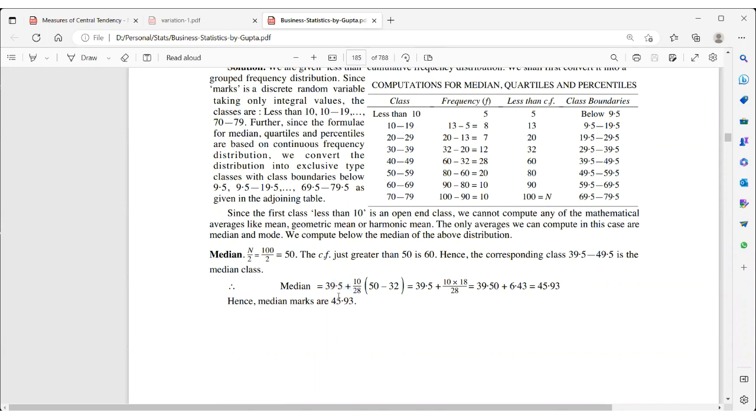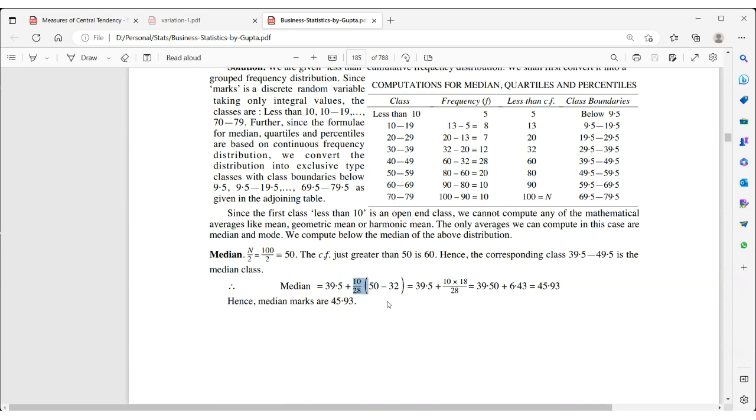In that case, L, the lower limit, plus h by f. H is the difference of this. The difference we consider, 40 to 50, so the difference is 10. So in this case, h is 10, right? Frequency 28. Frequency is the frequency of the median class. So in this case, the median class frequency is this number. This number is what? 28. 28 is considered to be the frequency.